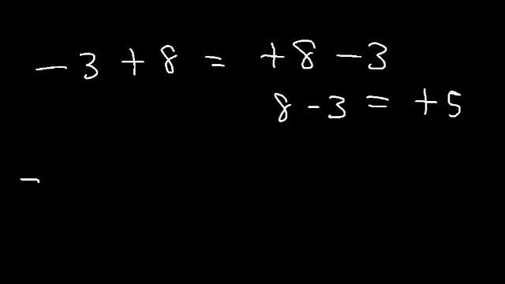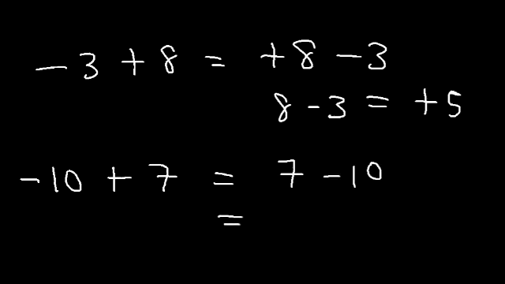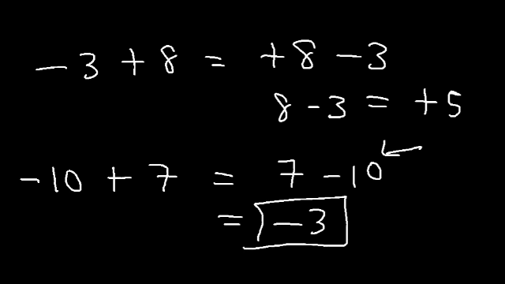So if you have like negative 10 plus 7, you can reverse it and say, you know what, that's 7 minus 10. And the negative number is larger, so when I subtract them, I get 3, but since the sign of the larger one is negative, this is going to be negative. Here, the sign of the larger is positive, so this is positive.